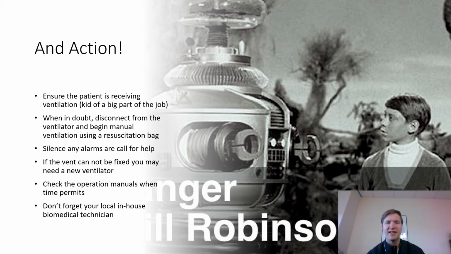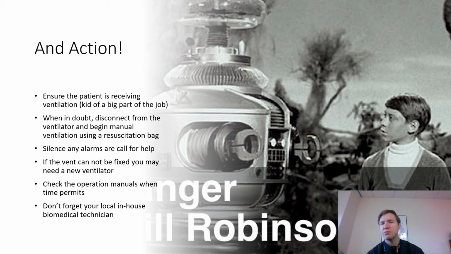Right? So silence any alarms. So you go into this room, make sure that the patient is ventilating, silence any alarms, and if you need a second pair of hands in there, call for help as soon as possible. So that's going to be very important. If the ventilator can't be fixed, you might need to go grab a new ventilator and then have biomedical start troubleshooting that ventilator, right?